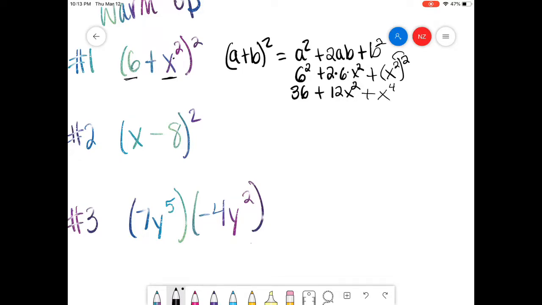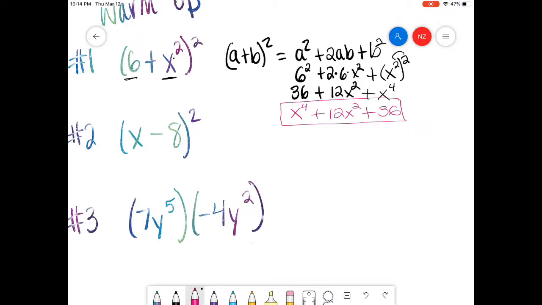Take a look, be careful because it's not in standard form, so this is not going to be my final answer. I want to rearrange. Then I would have x to the power of 4 plus 12x squared plus 36. Now it's in standard form. There's no combination of like terms, so this is all we're going to have here.